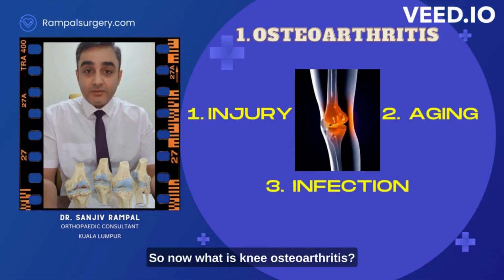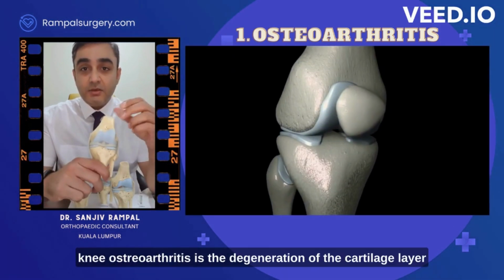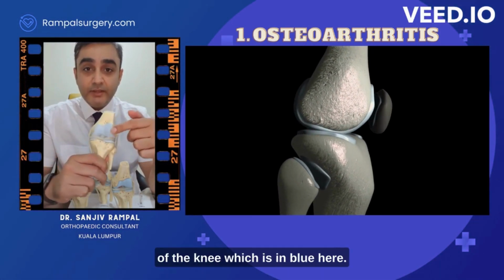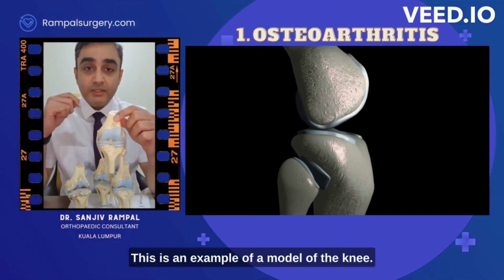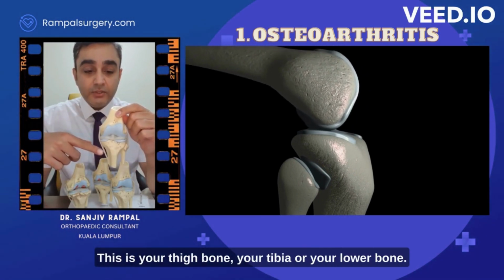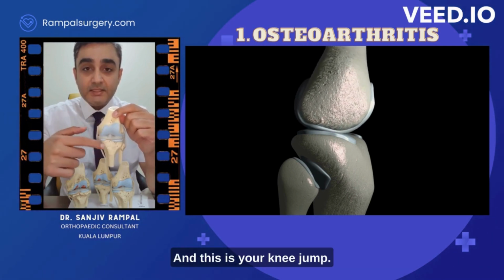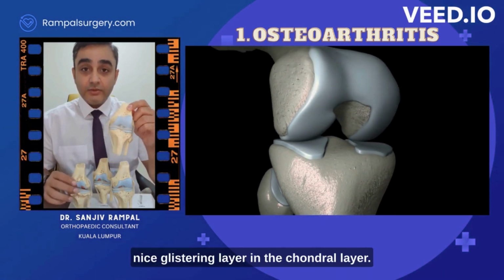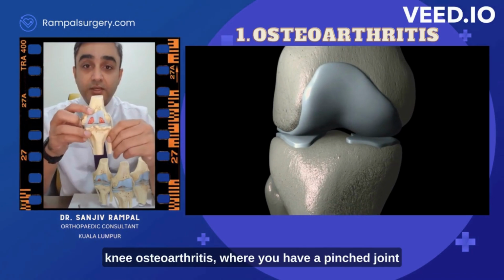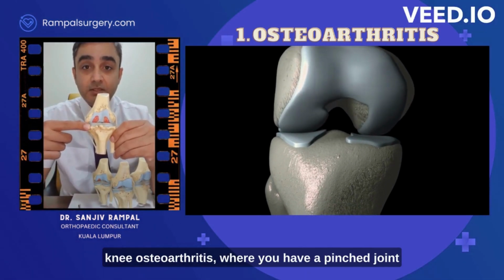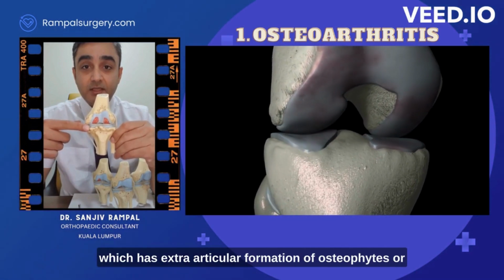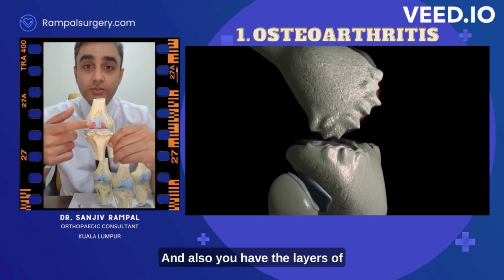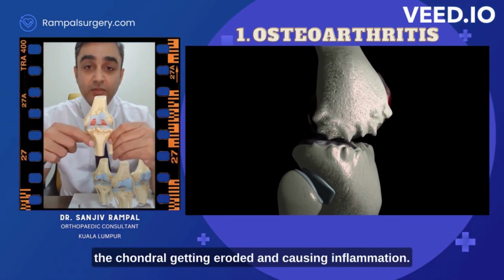Now, what is knee osteoarthritis? Knee osteoarthritis is the degeneration of the cartilage layer of the knee, which is in blue here. This is an example of a model of a knee. This is your thigh bone, your tibia or lower bone, and this is your knee joint. In the young, you have a nice blue cushioning layer, the chondral layer, and this is what happens when you have knee osteoarthritis: you have a pinched joint with extra formation of osteophytes, or extra bone, over here and over here, and the chondral layers get eroded, causing inflammation.